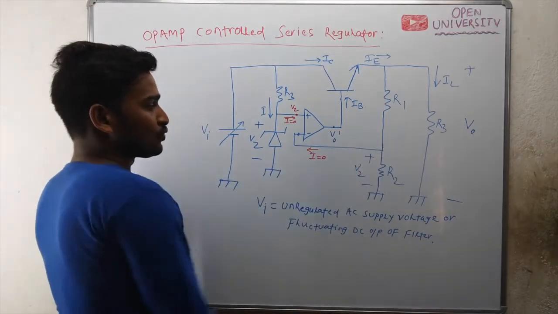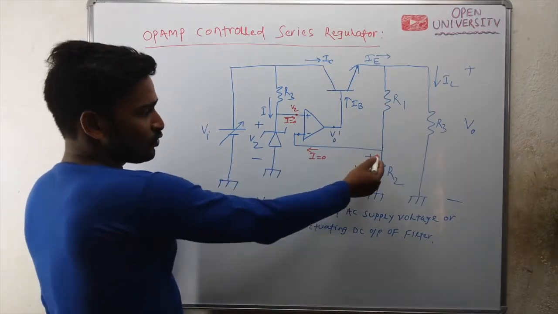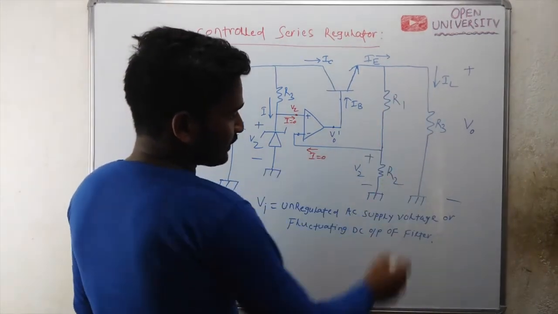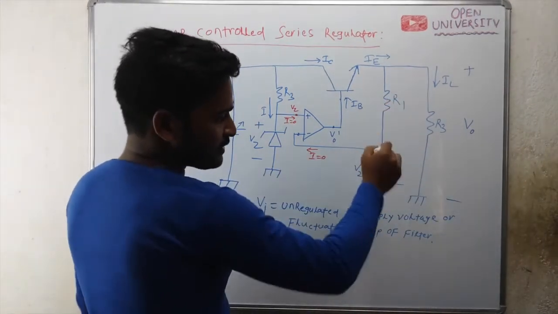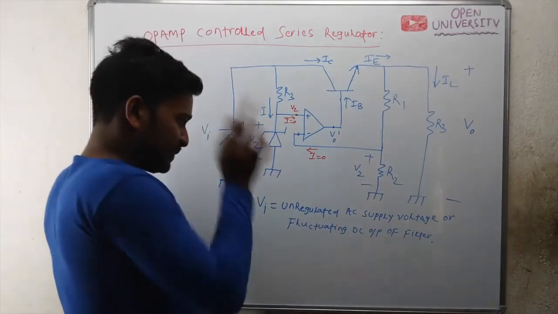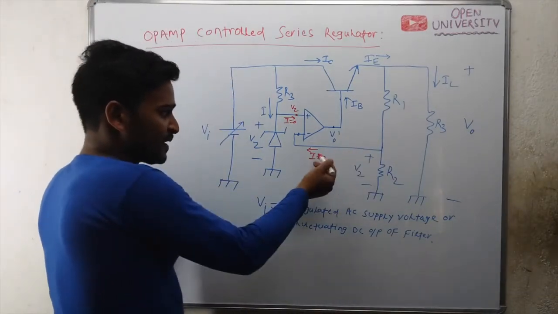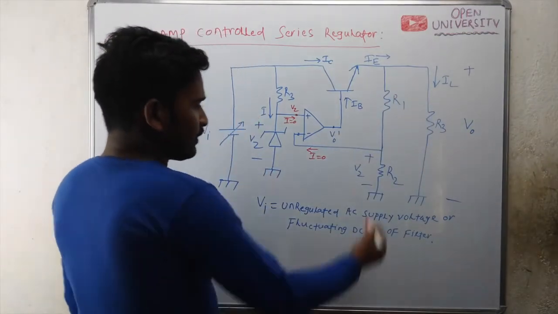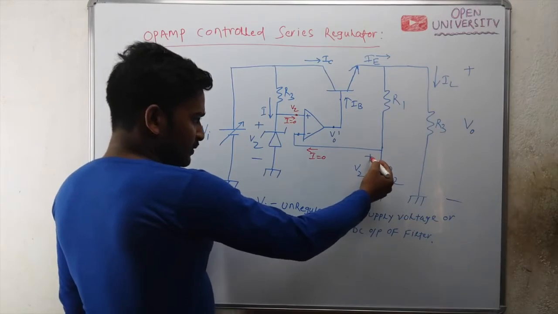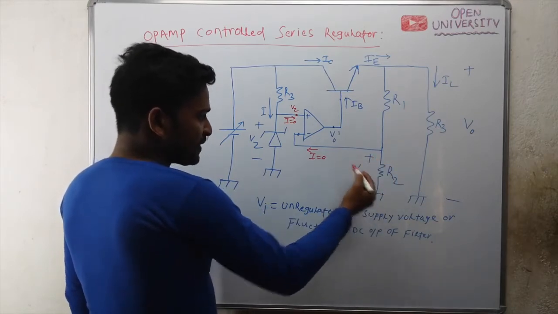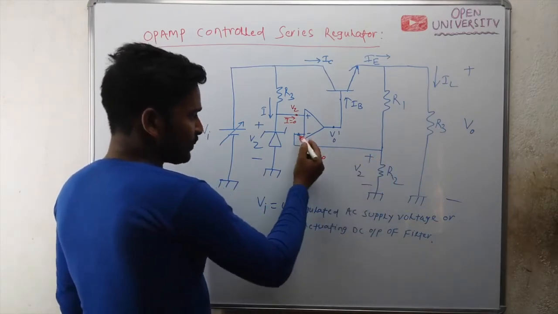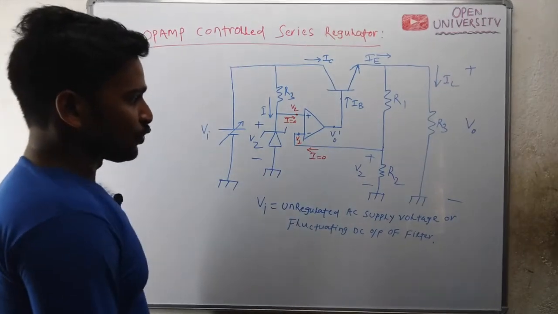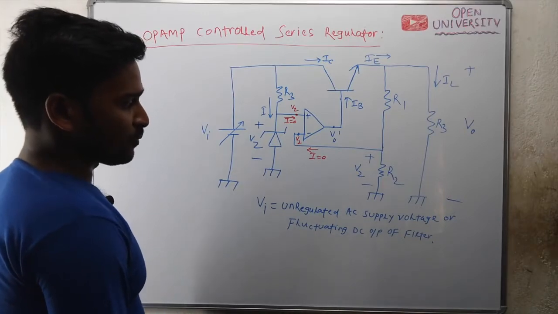R1 and R2. Since the current through this path is 0, how are R1 and R2 connected? R1 and R2 are connected in series. The voltage across R2 is V2, and the same V2 will appear at the inverting terminal of the op-amp.